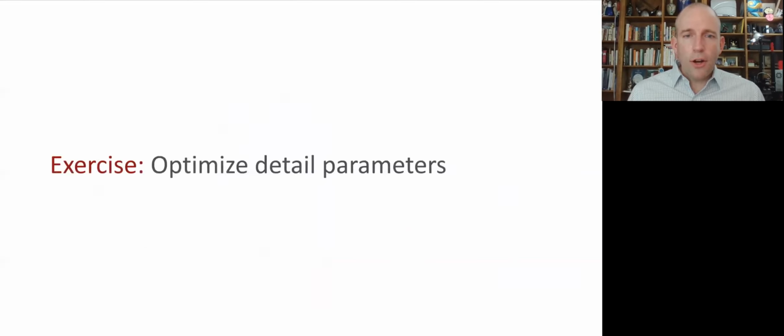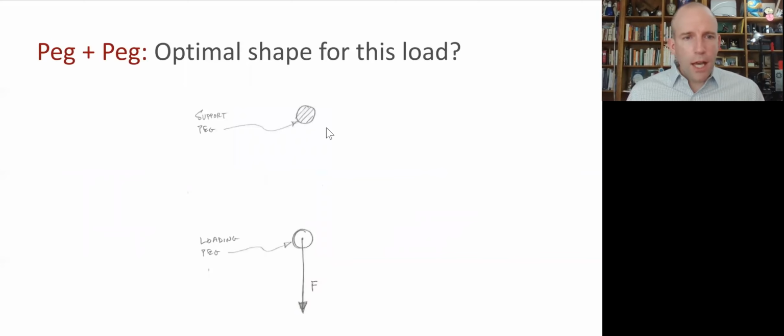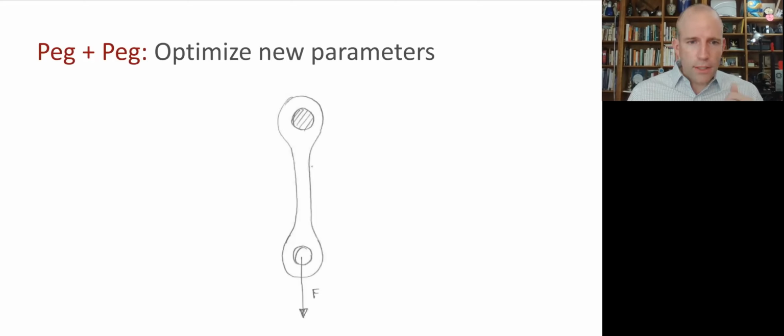Okay, in our next exercise, we'll start to look at how we might optimize detailed parameters using finite element analysis. So let's take this scenario. We have a peg that is frozen in space, and then offset from it downwards is another peg to which a large load will be applied. And we need to make a component that holds these things together. Sounds kind of familiar, although pegs instead of ropes. And we've brainstormed a bunch of different designs, and here's one that we're considering.